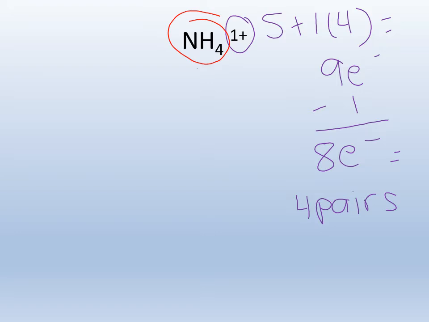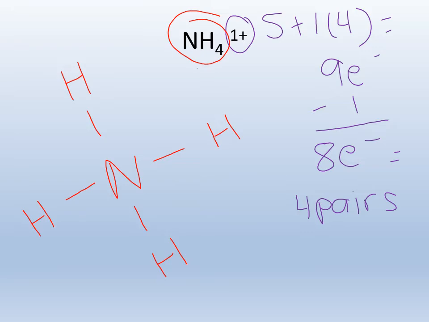All right, so NH4, we've got 4 pairs. Nitrogen is in the center, hydrogen around it, and we connect everything to the center with a single bond. 1, 2, 3, 4. I've used my 4 pairs. Hydrogen is an exception, can only have 2, so all of my hydrogens have a single bond. They have 2, and then my nitrogen has 2, 2, 2, 2. Nitrogen has 8. It is happy.